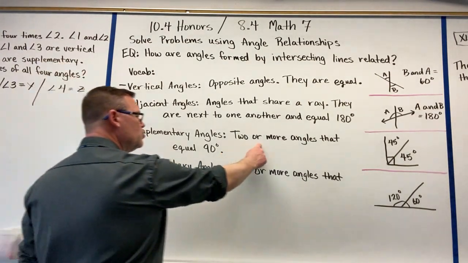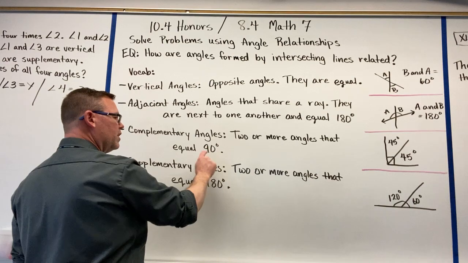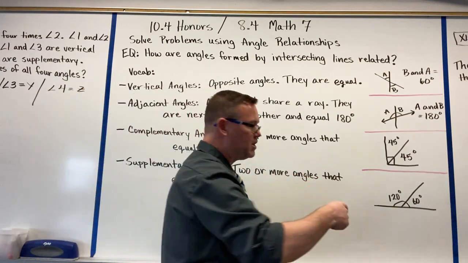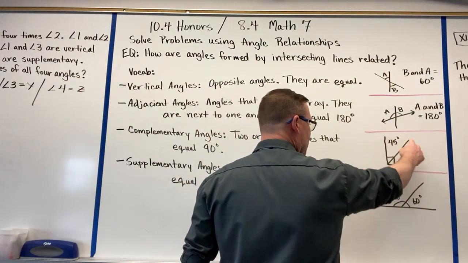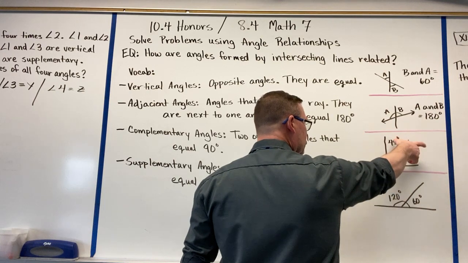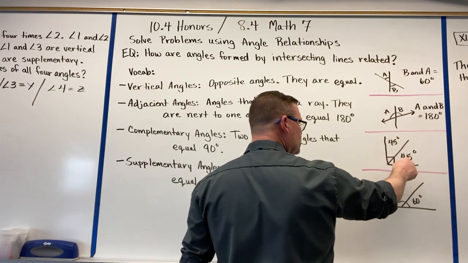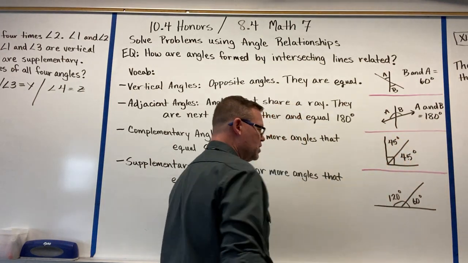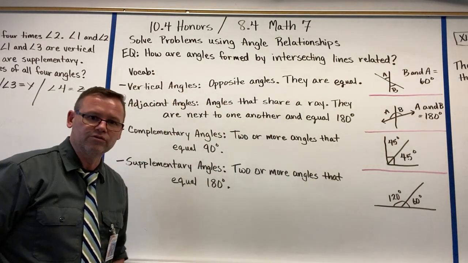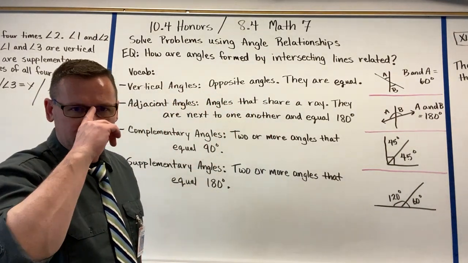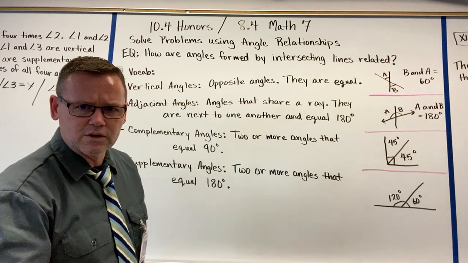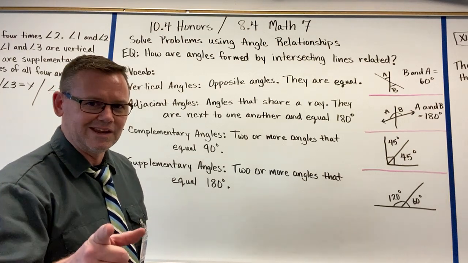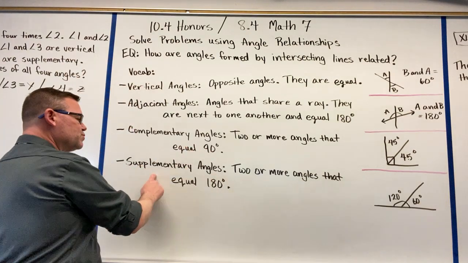Complementary angles are two or more angles that equal 90 degrees. In other words, together, they would be 90 degrees. See how it's a right angle? If I split that down the middle, that's two angles that are 45 degrees. They are complementary to each other. They're complementary angles. And these are in alphabetical order, by the way, guys. Complementary is 90 degrees, supplementary 180 degrees. Okay? And that's what this is.